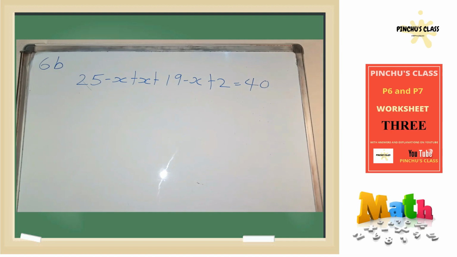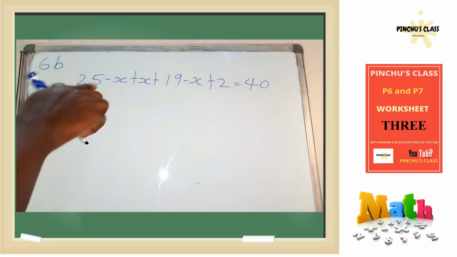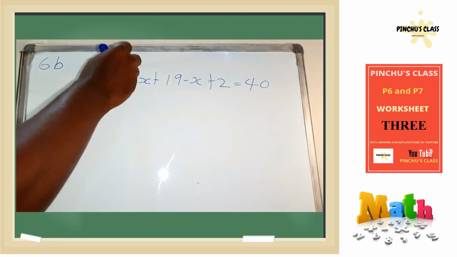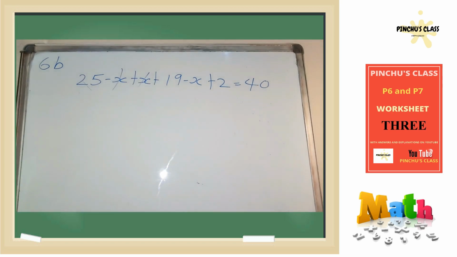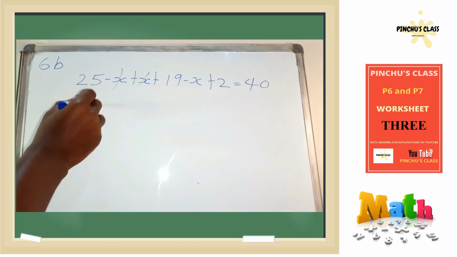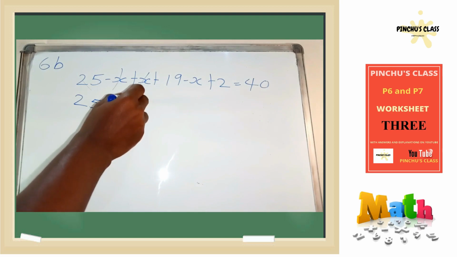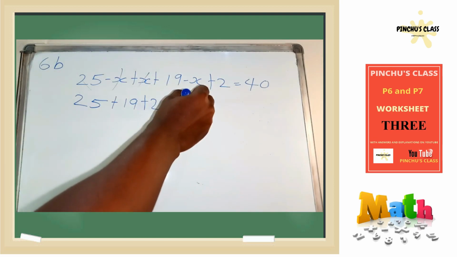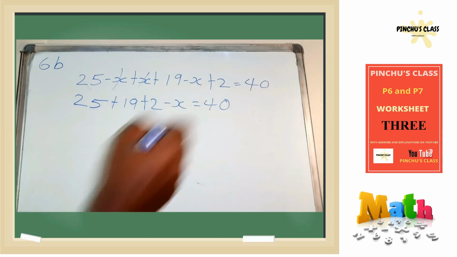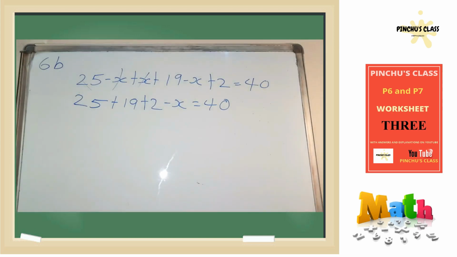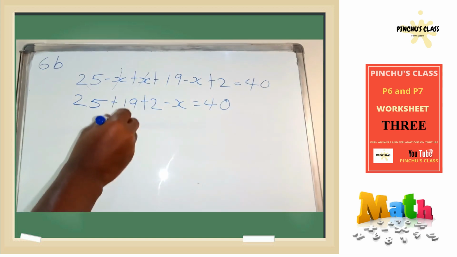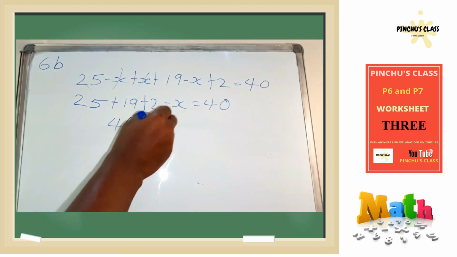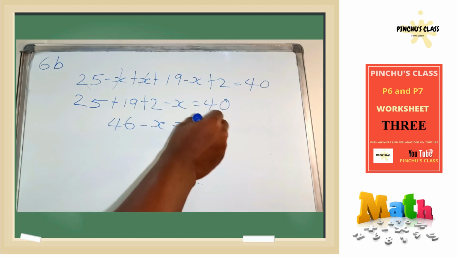So now we have to collect the like terms here. When you look at negative X plus X, these two are going to die. You call it dying. We cancel those ones because they give us a 0. So we are going to remain with 25 plus 19. I can bring this 2 here, plus 2 minus X gives us 40. Therefore, when we add all these, they give us 46 minus X. This is equal to 40.